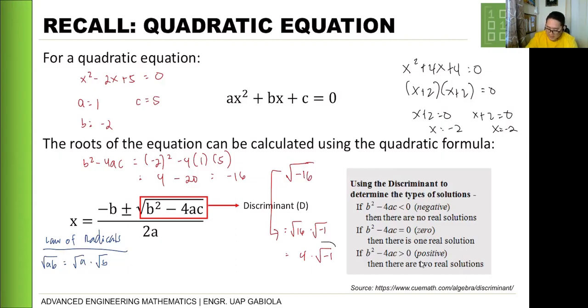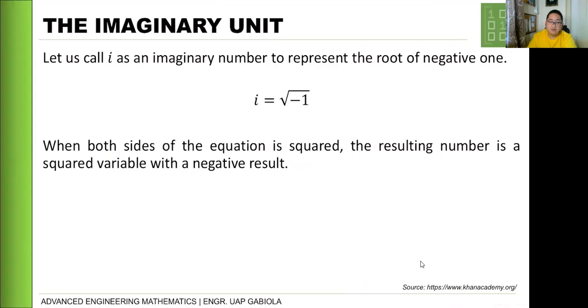Dito na inisip ng ilan sa mga mathematicians before, no? Like Euler, no? Pero meron pa before Euler na nag-isip nung property na 'to, na si square root of -1 nilet niya as a particular variable, no, na yung tinatawag nating imaginary number siya, okay. So, ibig sabihin, papasok tayo ngayon sa imaginary unit. So, let us call i as an imaginary unit number to represent yung root of -1, okay.